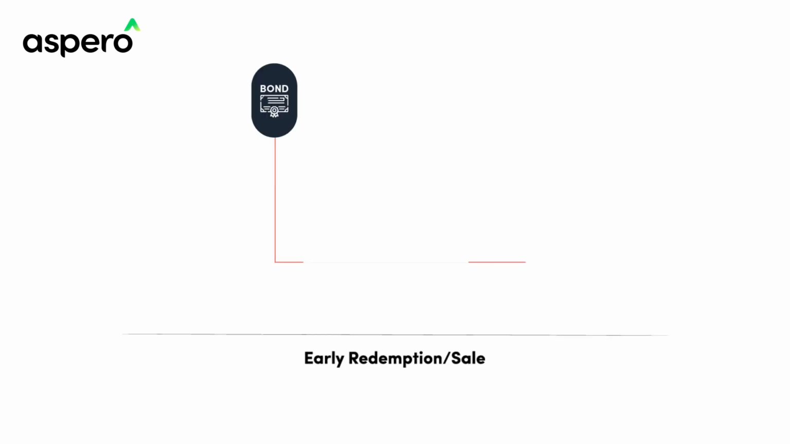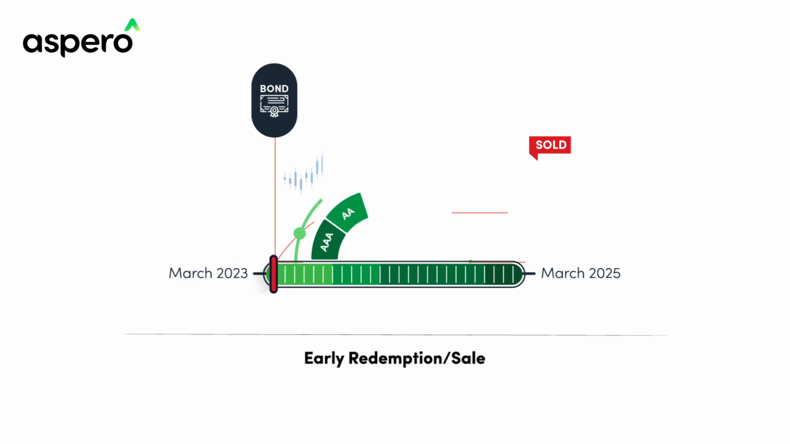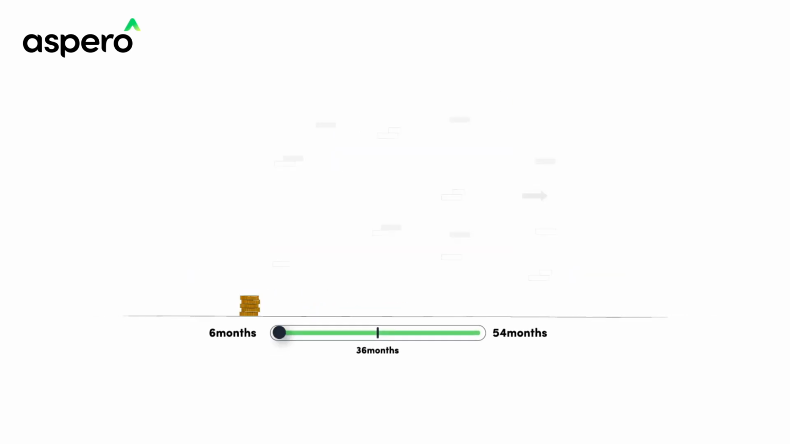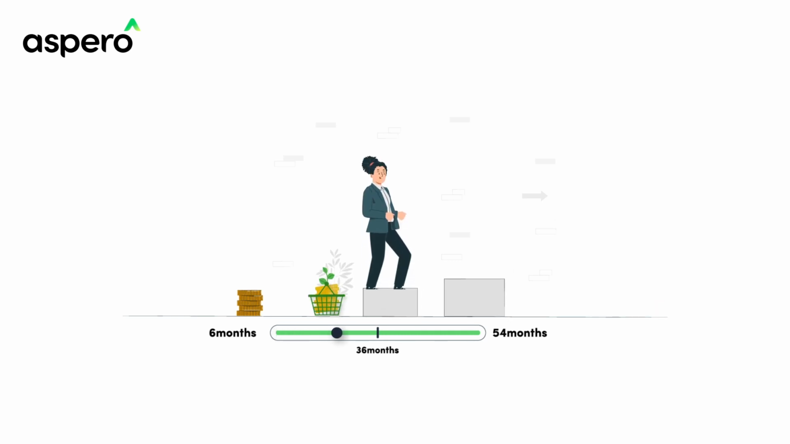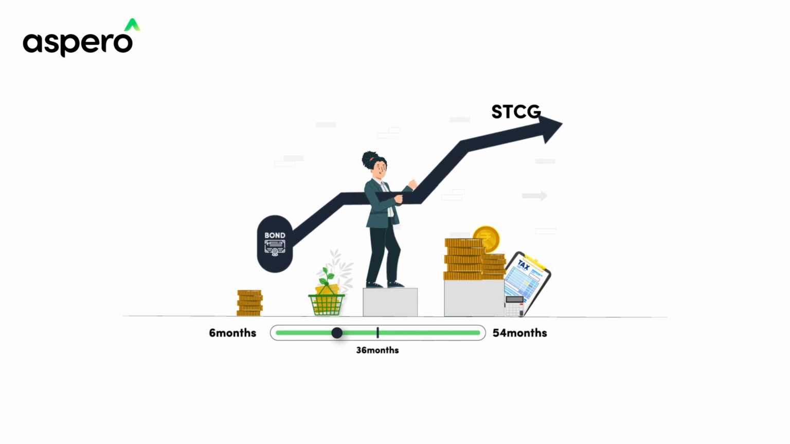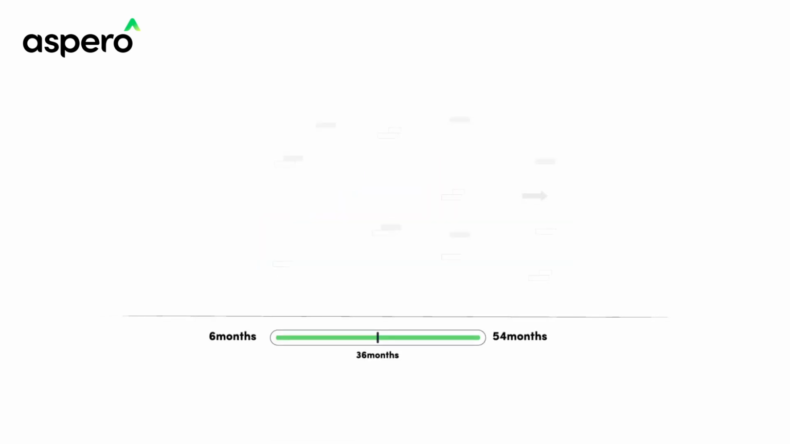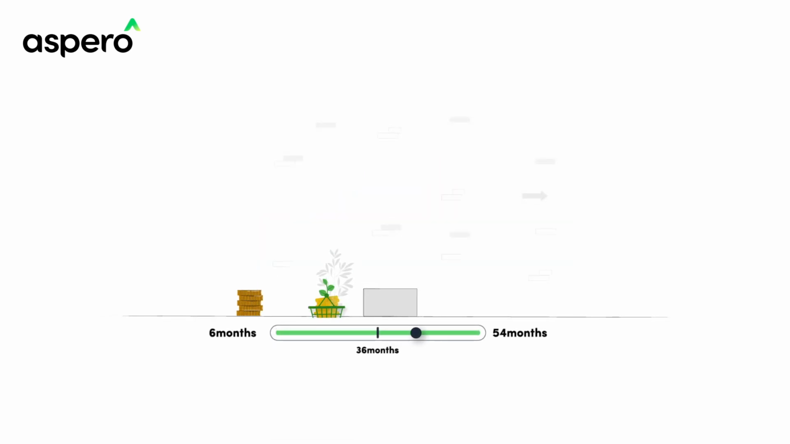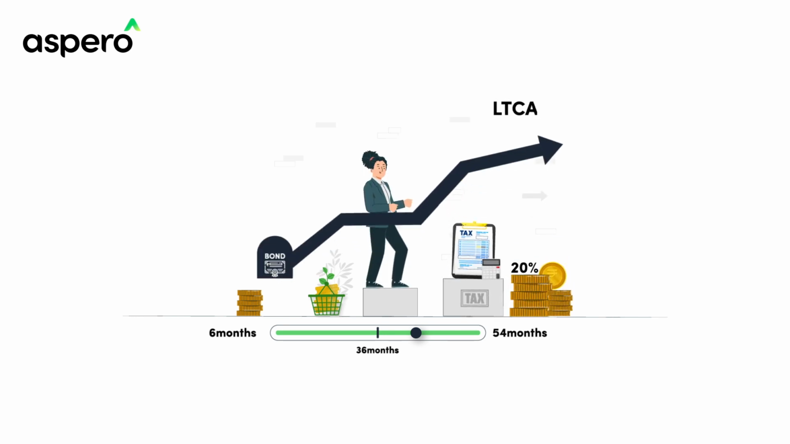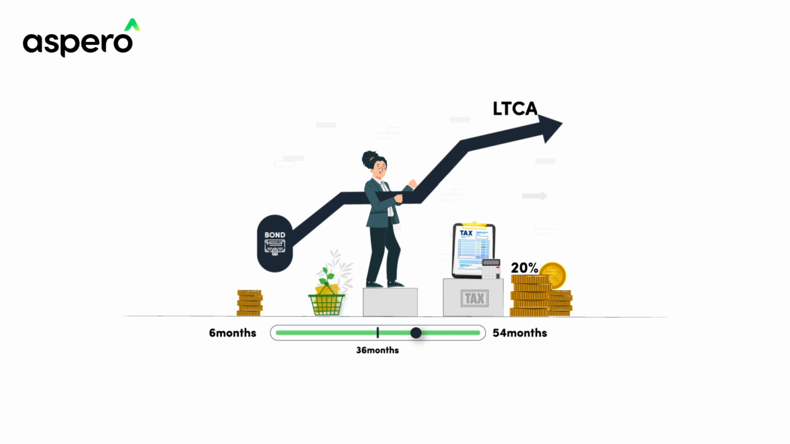If a bond is sold before maturity, any capital gains or losses realized are subject to taxation. Capital gains on bonds held for less than 36 months are classified as short-term capital gains and are taxed at the applicable income tax slab rates. Bonds held for more than 36 months are considered long-term capital assets, and capital gains are taxed at a flat rate of 20% with indexation benefits.